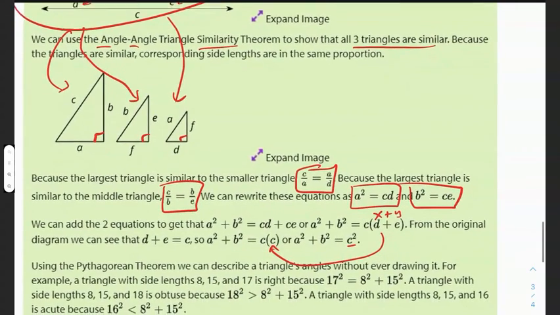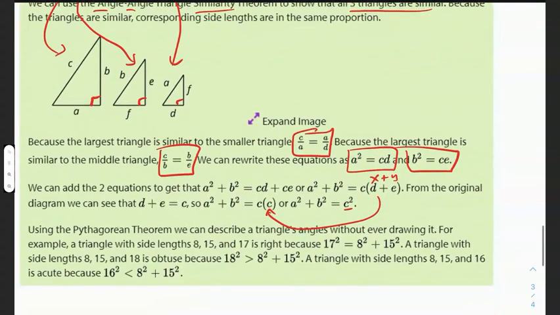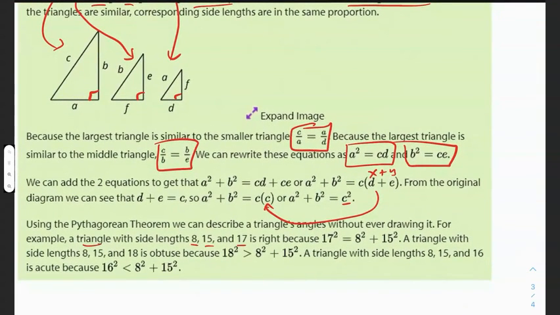All right, so using the Pythagorean theorem, we can describe a triangle's angles without ever drawing it. For example, a triangle with sides 8, 15, 17 is right because 17 squared equals 8 squared plus 15 squared. A triangle with side lengths 8, 15, and 18 is obtuse because 18 squared is greater. So obtuse if it's greater, and if it's less than the other two being squared, then it's acute. So we can differentiate just by using the Pythagorean theorem. If you take those two sides and square them, it better equal the other one squared. If not, it's not a right triangle. And if it's greater than the other two sides squared, then it's obtuse. If it's less than, it's acute.